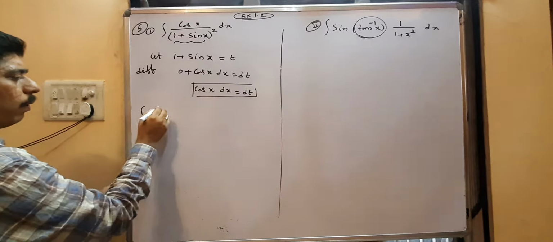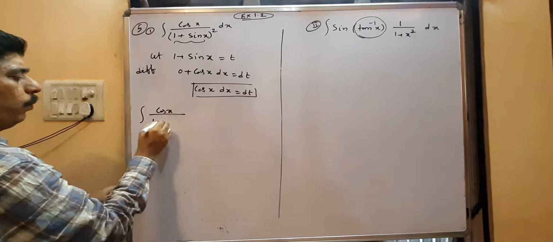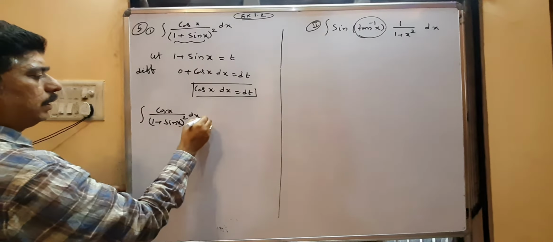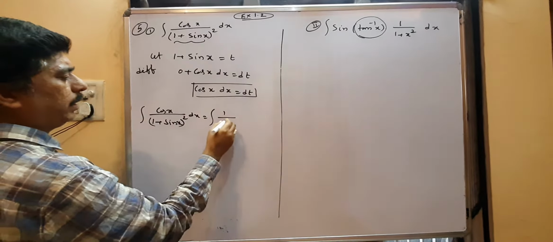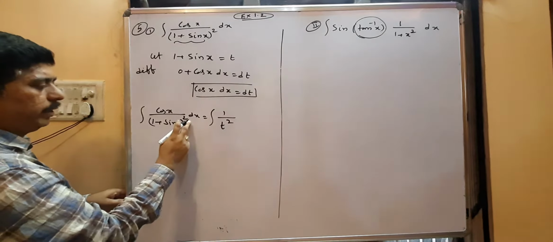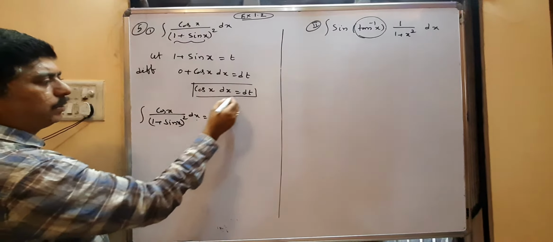Therefore, integral of cos x by (1 plus sin x) whole square dx. This is integral of 1 by t square. In place of 1 plus sin x, you have to substitute t. Then this becomes 1 by t square. Cos x into dx is what? dt.